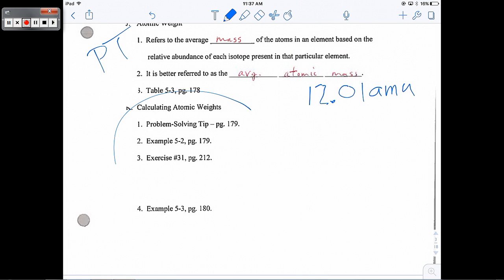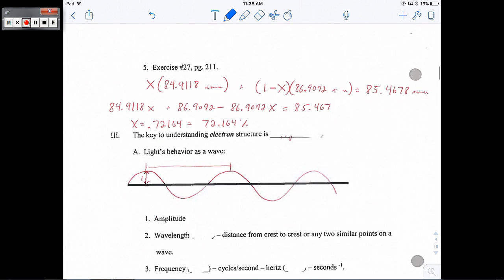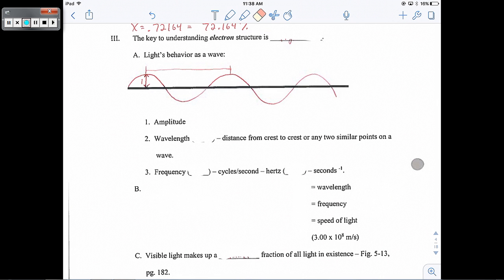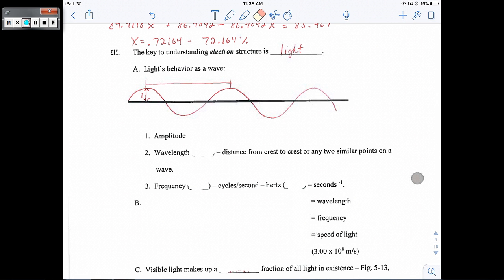So for right now, we will come back to this, but I want to fill out just a little bit further on talking about light. We'll be talking about electron structure, electron configurations. The key to understanding this is understanding what light is. Big idea here is that it carries energy, but there's 2 terms we need to know.